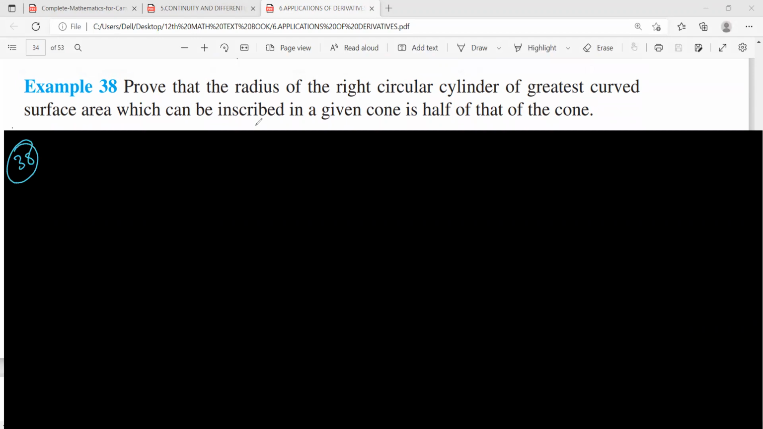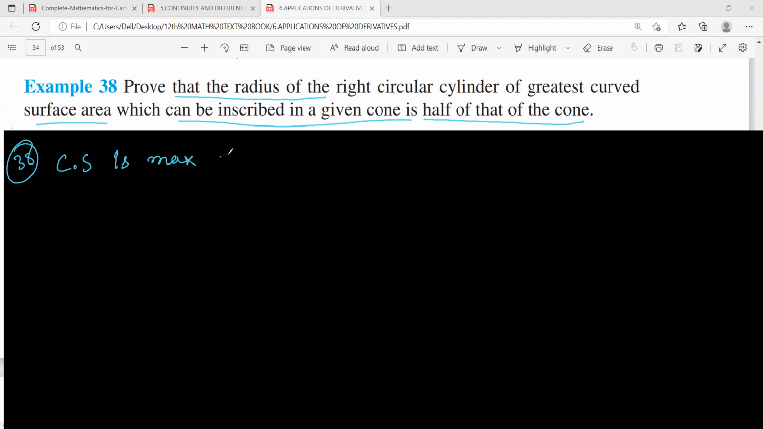Prove that the radius of the right circular cylinder of greatest curved surface area, which can be inscribed in a cone, is half of that of the cone. Curved surface area here, right? Greatest means maximum.